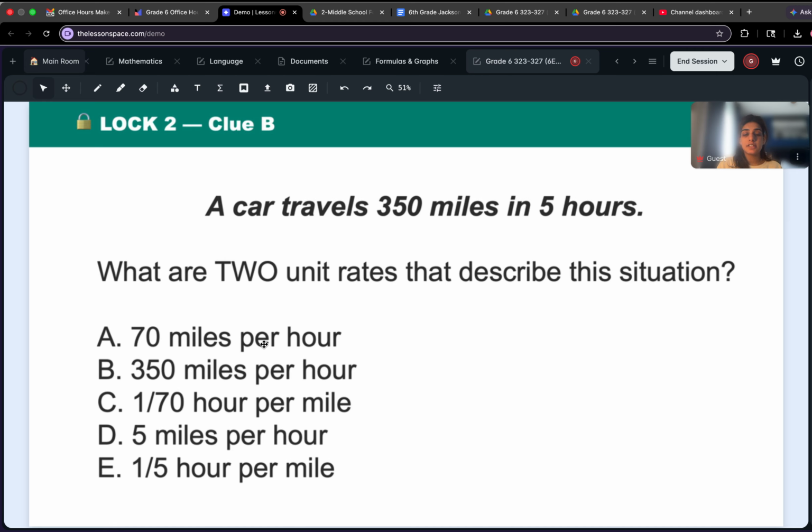A is 70 miles per hour. B option says 350 miles per hour. C is 1 over 70 hours per mile, right? Now you see the difference here. It says hours per mile. It's not miles per hour. The D option is 5 miles per hour, and the E is 1 over 5 hour per mile, right? Okay, let's solve this question.